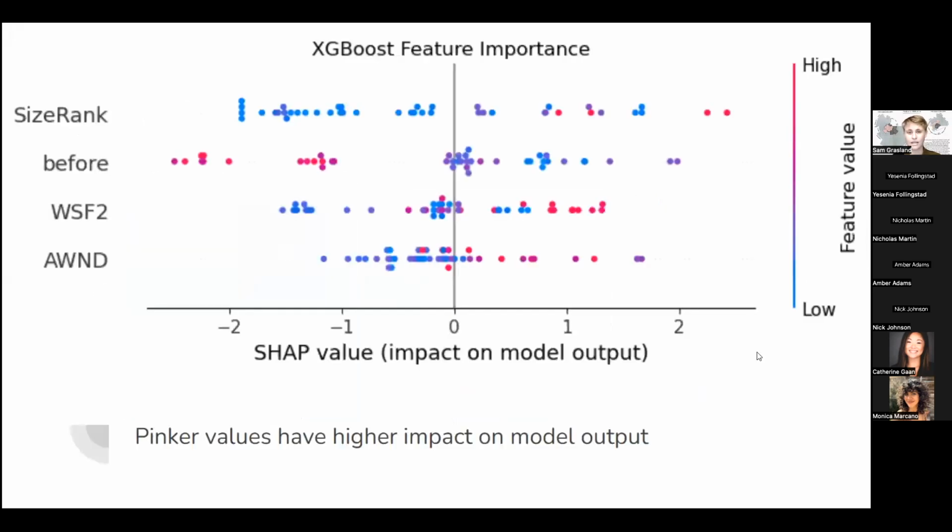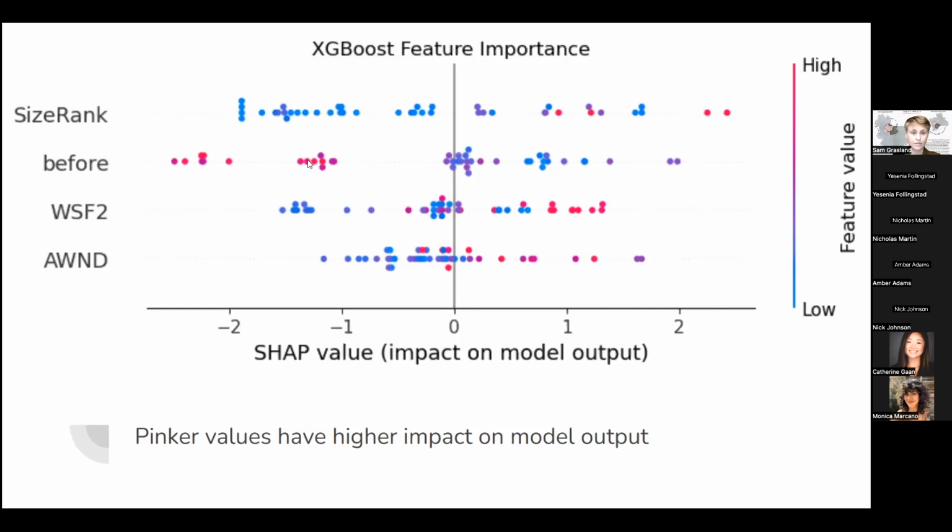Finally, I looked at how features impacted model output. So the most important feature was size rank. This had the highest impact on model output. So these pinker values show that these values are more important. So a larger size rank had a higher impact on model output.